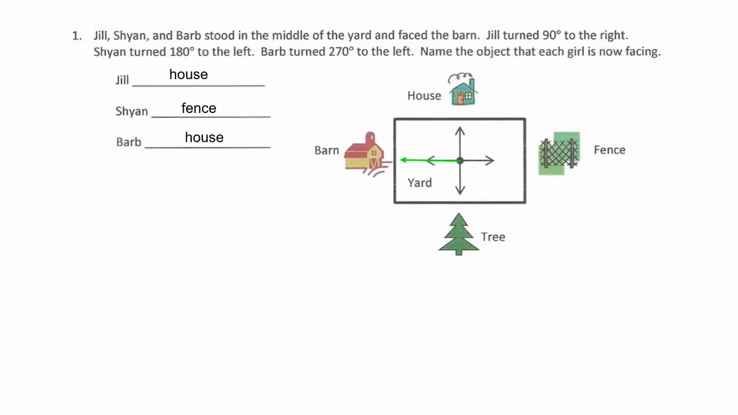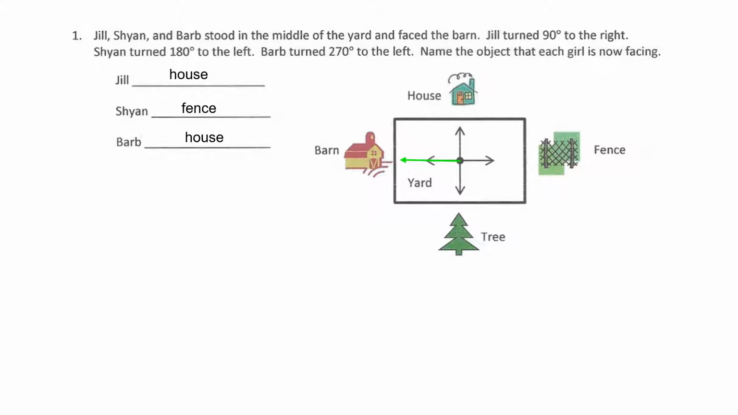So Jill, Cheyenne, and Barb stood in the middle of the yard, so they're right here, and faced the barn. So this is where they're starting. Jill turned 90 degrees to the right. So a 90-degree angle is a right angle. So this is 90 degrees. So she would be facing the house. So we're back here.